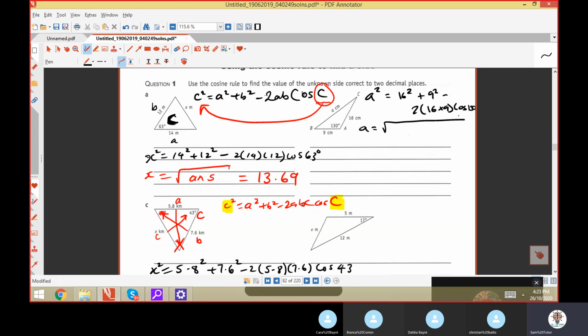Times 9 cosine 130. We get 522.1228, and you take the square root of that. a is equal to 22.85 centimeters to 2 decimal places.